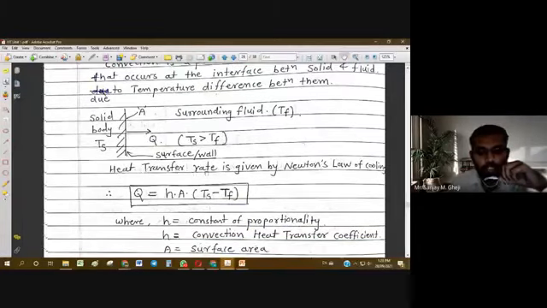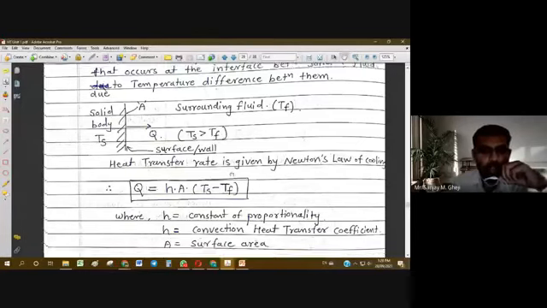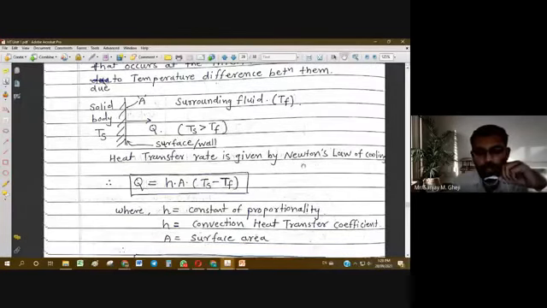So this rate will be given by Newton's law of cooling that we have covered during the laws of heat transfer. Newton's law of cooling simply says that the rate of heat transfer in convection directly depends on the surface area of the body and the temperature difference between the solid and fluid body. So the constant of proportionality is replaced by H. So Q is equal to H into area into Ts minus Tf.